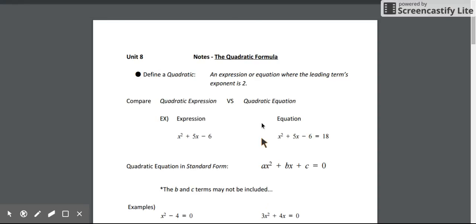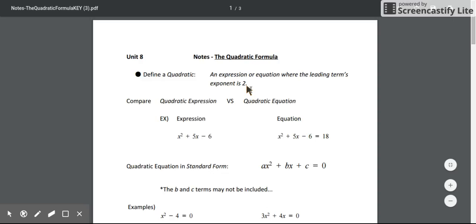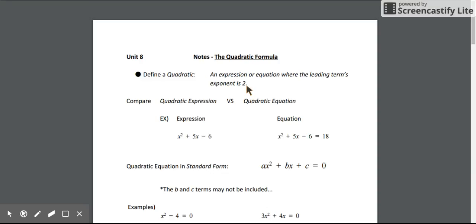So a quadratic is an expression or an equation, it could be both, where our leading term's exponent is 2. So we can see two types here. This is an expression because it doesn't have an equal sign. An expression is just many different terms put together using addition, subtraction, multiplication, or division. As soon as we put an equal sign into that, then it becomes an equation, and we can solve it.